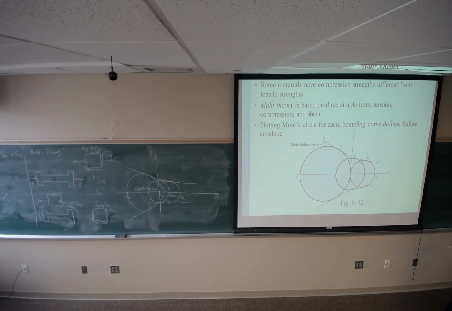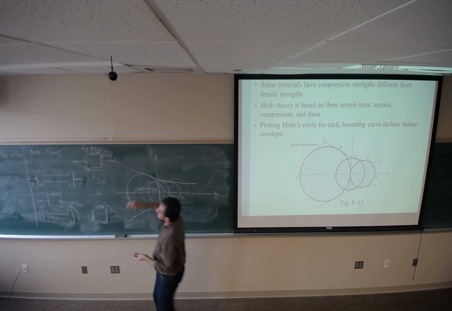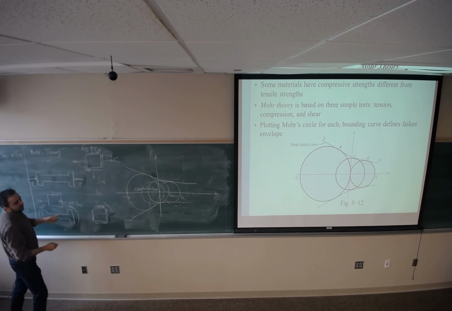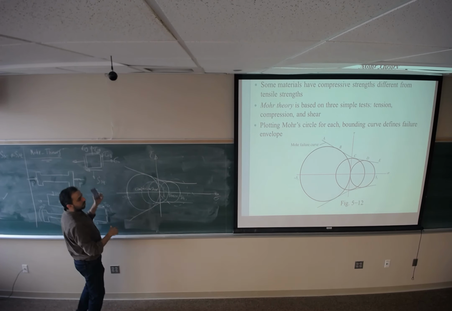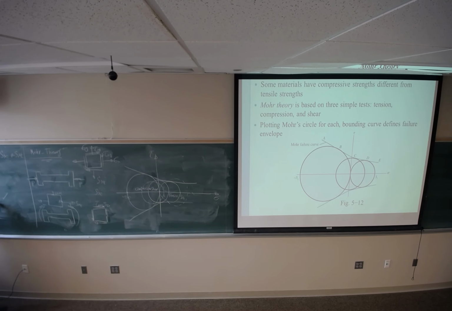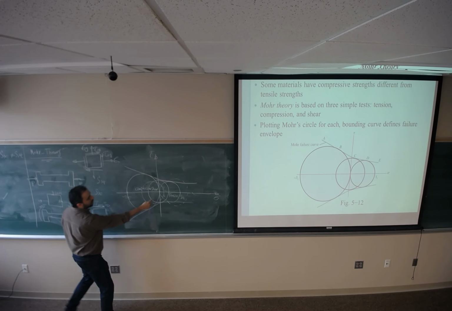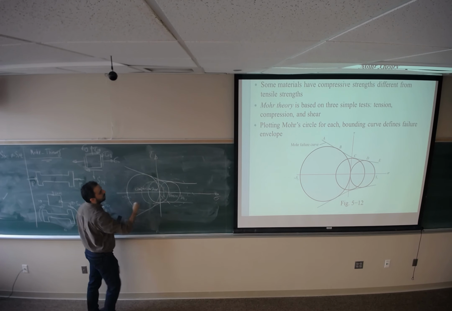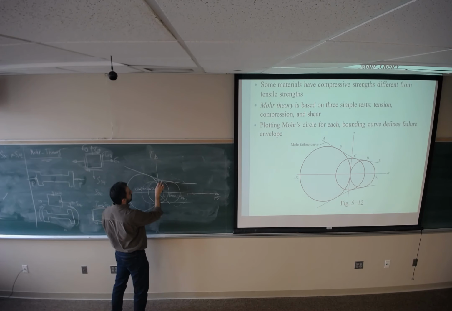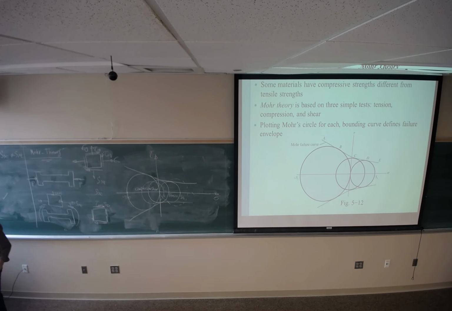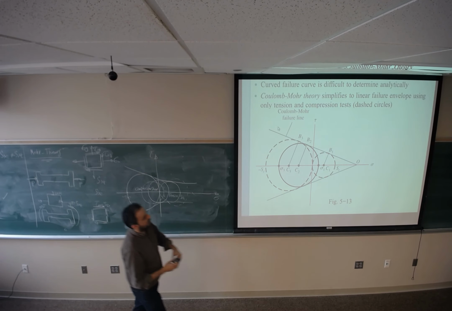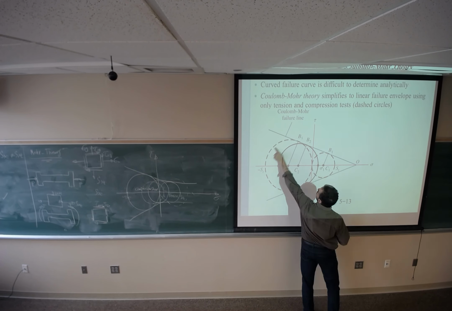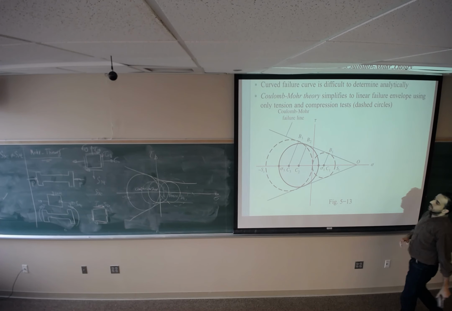Now, this is the Mohr theory. But since it's difficult to find the bounding curve passing through these three circles, the simplified version of that is the Coulomb-Mohr theory, which works only on pure tensile and pure compression. So I remove the middle one. I end up with these two circles, the circles with the dashed lines.